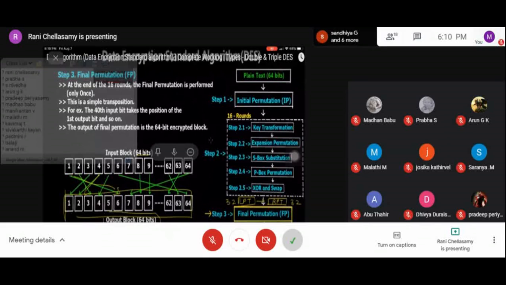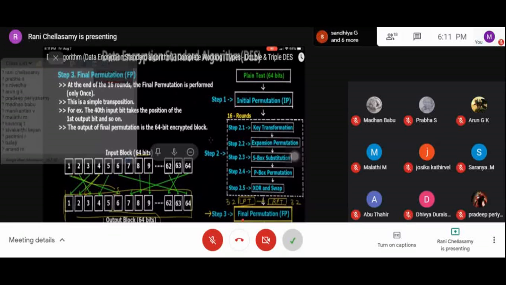So what is step 3? You have to go with the final permutation process. At the end of the 16 rounds, for each round you have to perform all these 5 steps repeatedly, 16 times. At the end of the 16th round you have to perform the final permutation. That is to be performed only once. Initial permutation happens only once, and likewise, final permutation happens only once.